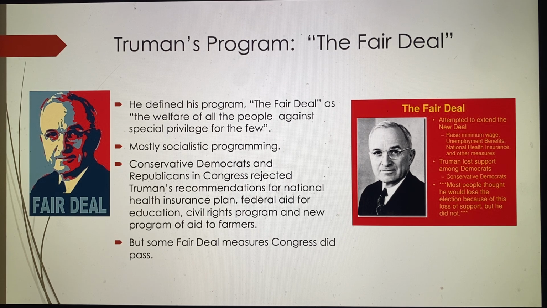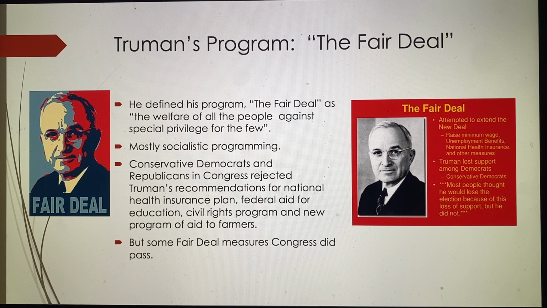As for his Fair Deal, it was never as strong as Roosevelt's was, and we consider Truman very much a moderate Democrat, and you would consider FDR a more serious Democrat in that point. So he defined his program as the Fair Deal, as the welfare of all people against special privilege for the few. He wanted to make sure that the wealthy people didn't have all of the privileges. So there was a lot of socialistic programming during this time, just the same as it was during FDR.